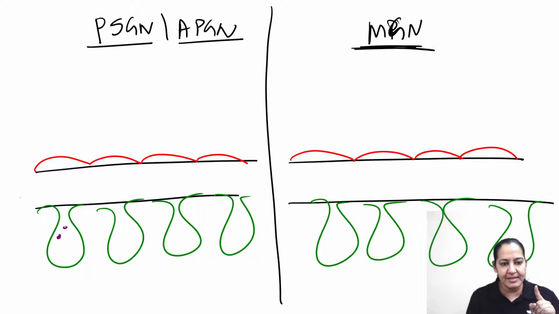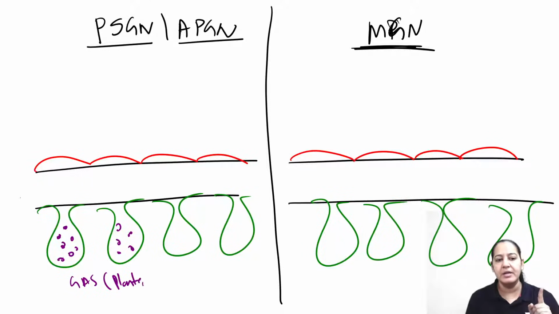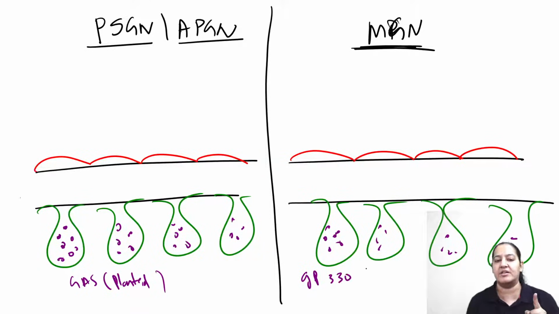Now here, this is a bacterium I am drawing. This is group A beta streptococcus bacteria. I am drawing it on the podocyte. That's why this is a planted antigen, right? This is a planted antigen. And here I am drawing GP330. Here the antigen is GP330. See, the location of both of them is the same. This one I am drawing is GP330, glycoprotein 330. So this is a fixed antigen. So that is the difference.